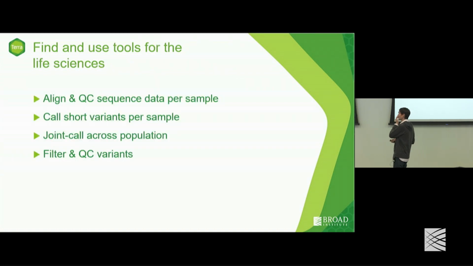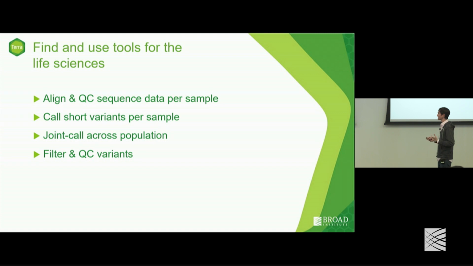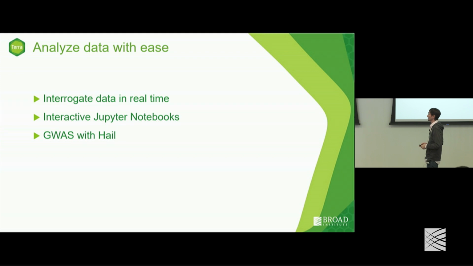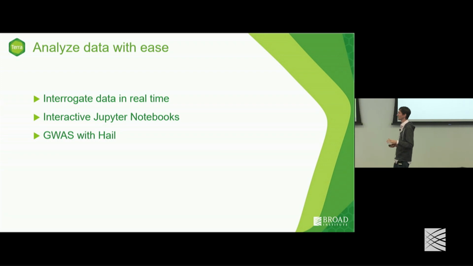You can find and use tools for life sciences research. So if you're a genomic researcher, you can align and QC sequence data, call short variants, do joint calling across the population, or filter genetic variants. Again, this is a short list of the things you can do. You can easily analyze the data, so you can interrogate your data in real time. You can interact with it through Jupyter Notebooks. And you are able to use Hail within Terra. We're not going to cover that today, but we have a featured workspace that shows you how to run Hail within Terra for doing genome-wide association studies.